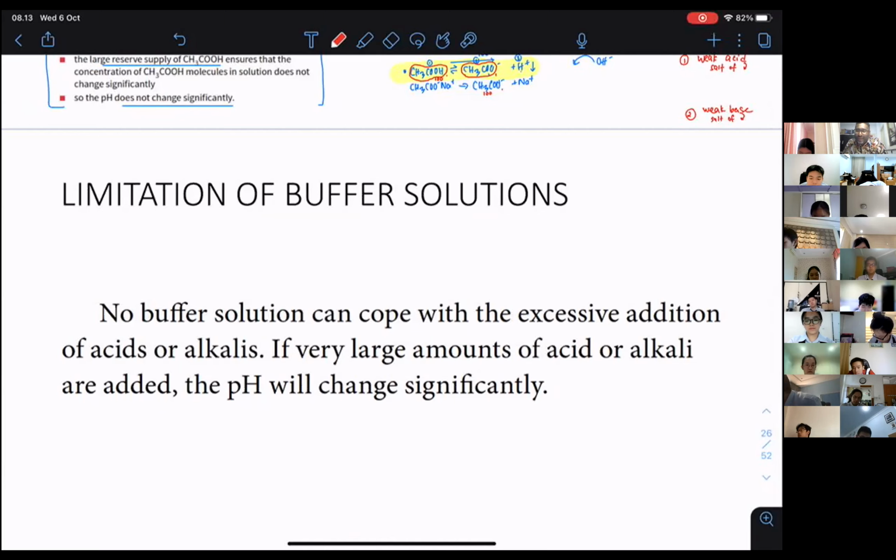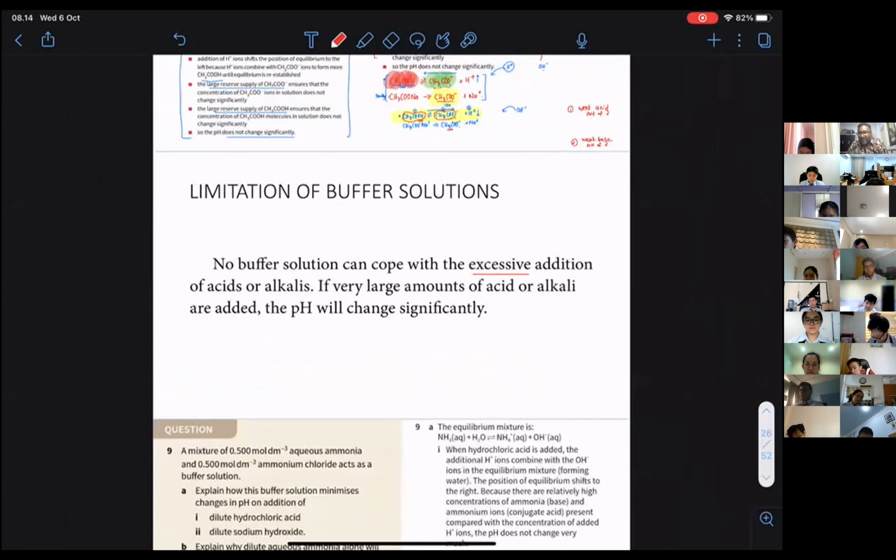You cannot simply go and add any amount of acid and say the pH doesn't change. We are always talking about a small amount. The buffer can only compensate for a small amount, not for a big amount. So no buffer solution can cope with the excessive addition of acid and alkali. The pH will definitely change. If a very large amount of acid or alkali is added, the pH will change significantly. So please remember that. I've given you the example with apples.